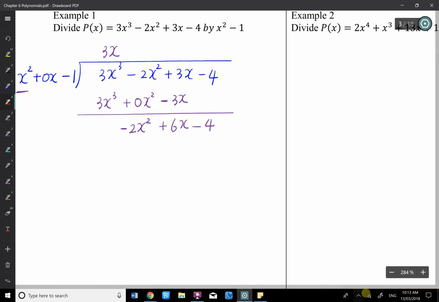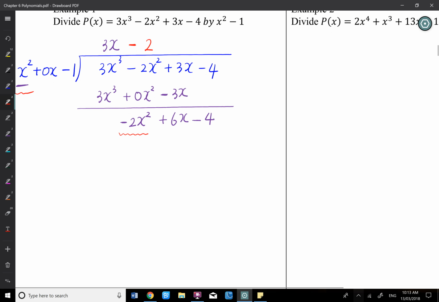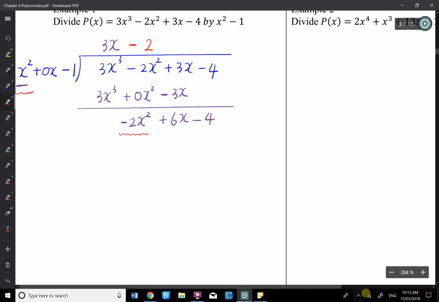And then same as before, you use the first term divided by the first term. What you have is a negative 2. Negative 2x squared divided by x squared, you have negative 2. Now the negative 2 will be multiplied by x squared minus 1. So you have negative 2x squared, minus, well, you can say plus 0x again, because minus 2 times 0 is 0. So plus 0x and then plus 2.